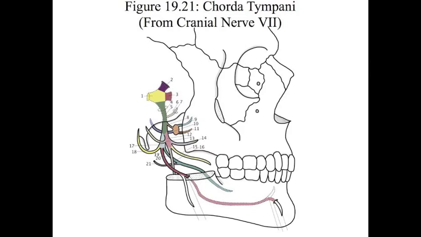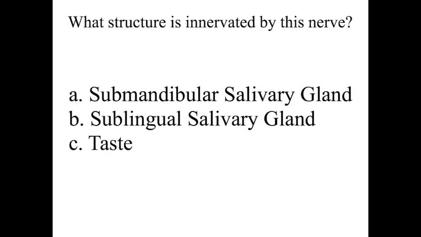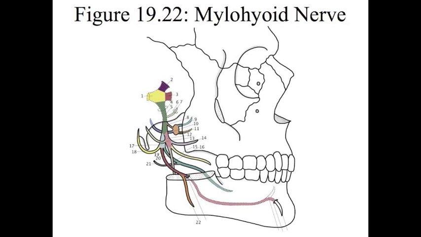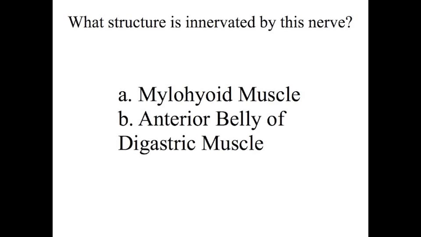Number 21 is the chorda tympani nerve. It is actually a branch off of cranial nerve 7, the facial nerve, and it merges with the lingual nerve. It has three innervations: the submandibular salivary gland, the sublingual salivary gland, and taste. Number 22 is the mylohyoid nerve, and it innervates the mylohyoid muscle and the anterior belly of the digastric muscle.